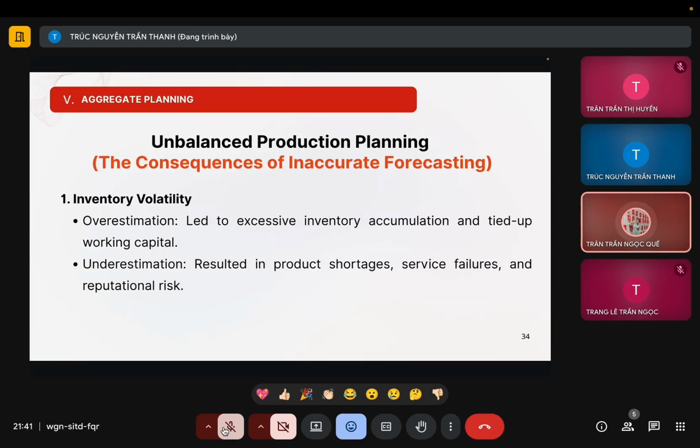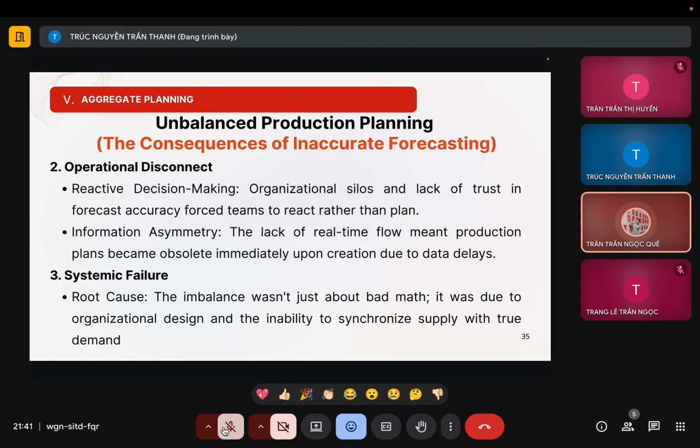Well, the best forecast hurt production, with the inventory they had built up and down. Reading too high means excess stock and reading too low means shortage. Operational disconnect: the team didn't trust the data, so they just reacted. Plans were useless before they were finished. System failure: they failed to match supply with demand. It wasn't just a math error. The whole system was broken.